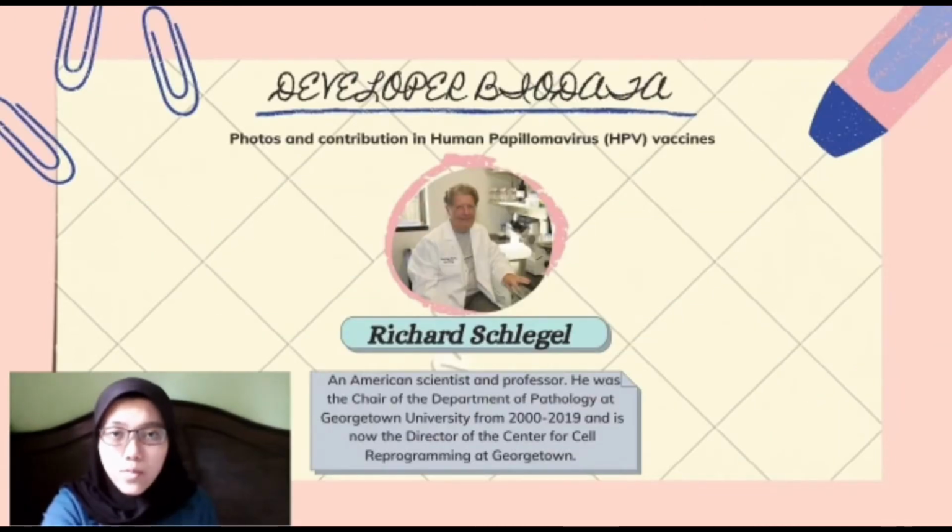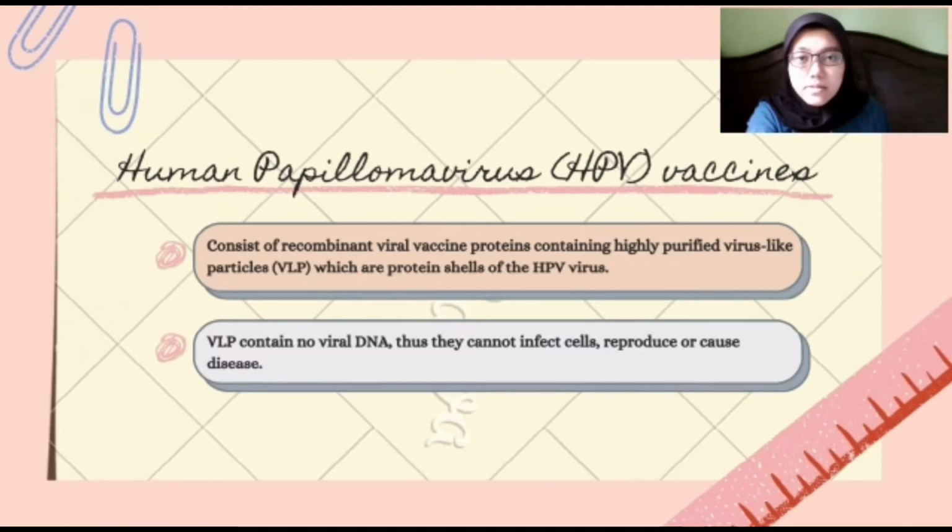For the human papillomavirus HPV vaccine, the inventor is Richard Schlegel, an American scientist and professor. He was the chair of the Department of Pathology at Georgetown University from 2000 until 2019 and is now the director of the Center for Cell Reprogramming at Georgetown. This is human papillomavirus HPV vaccine information. First, it consists of recombinant viral vaccine proteins containing highly purified virus-like particles (VLP), which are protein shells of the HPV virus. Second, virus-like particles contain no viral DNA, thus they cannot infect cells, reproduce, or cause disease.